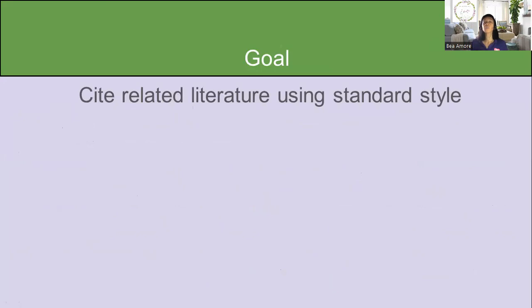Next, our goal is for you to cite related literature using standard style. Okay? So you are going to follow the standard style of citing a related literature. Kunyari, binasa mo, paano mo siya i-report dun sa thesis writing mo? Kapag naggawa kayo ng research, sasabihin nyo kung sino yung sumulat nun, sino yung nagsabi nun, saang aklat, anong aklat, kailan ginawa, kailan pinablish.